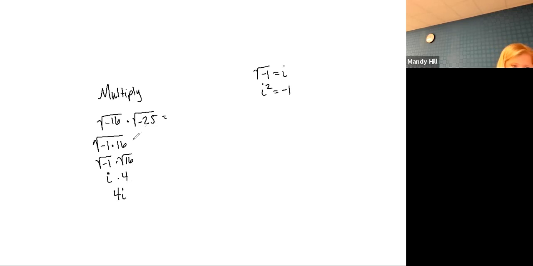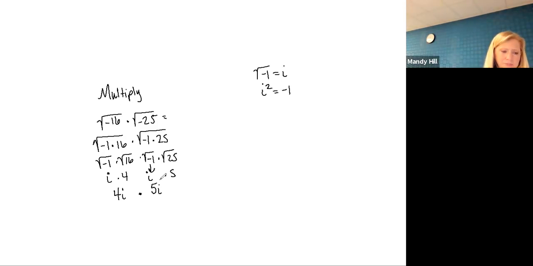Okay, now let's talk about the square root of negative 25. Well, that's negative 1 times the square root of 25. So I could break that into parts, the square root of negative 1 times the square root of 25. Well, the square root of negative 1 is i. The square root of 25 is 5. So I could say, well, this is just 5 times i.